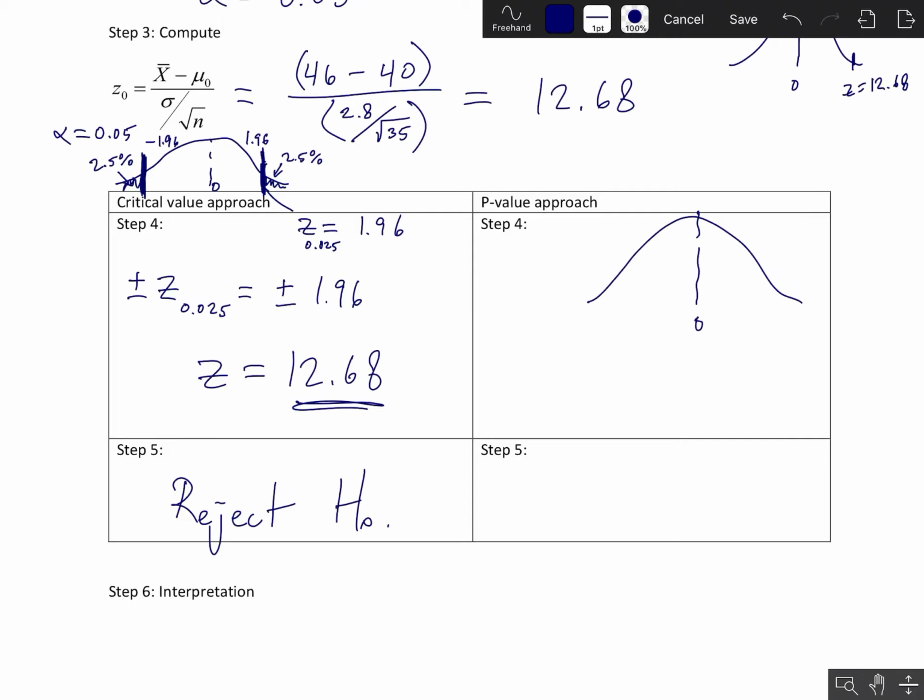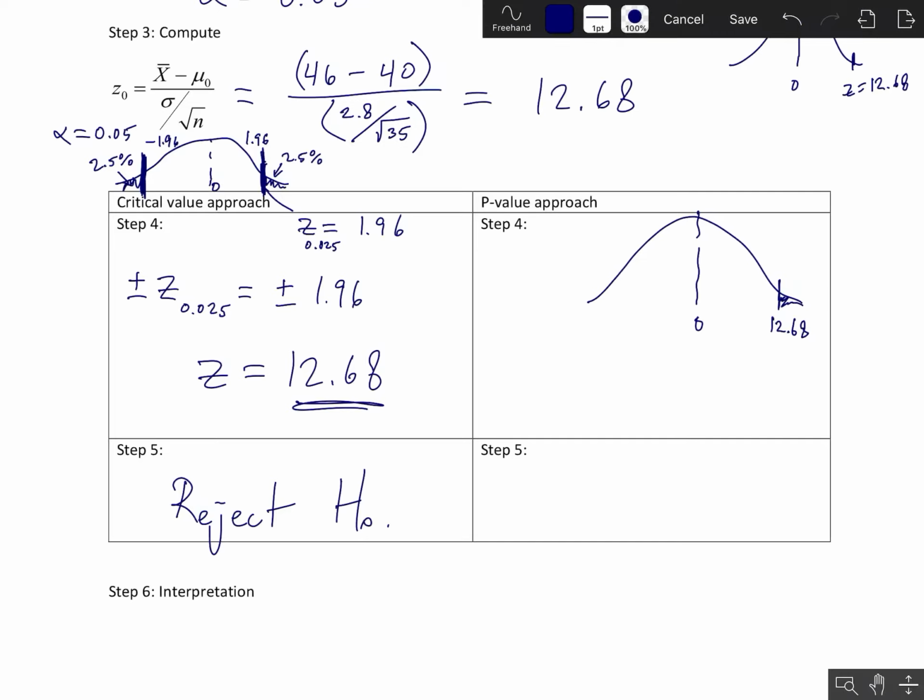I'll just draw it here. So with the p-value approach, what we're trying to do is find the area that corresponds to test statistics that are as extreme as ours or more extreme than ours, assuming that we trust the null hypothesis. So if the null hypothesis is true, then this is the shape of the distribution that we should be looking at. But what we got as our test statistic was 12.68.